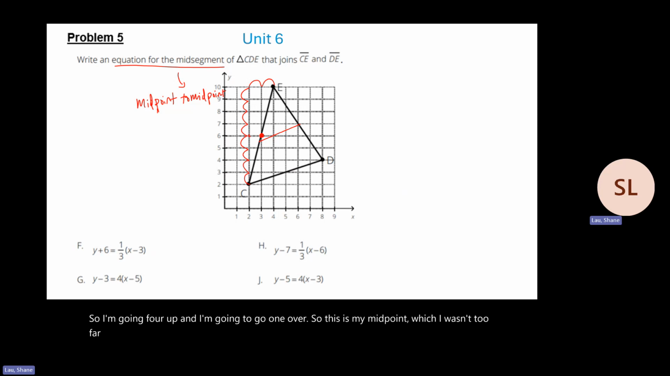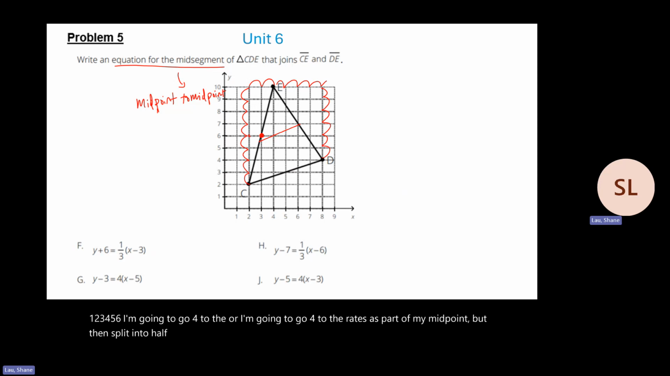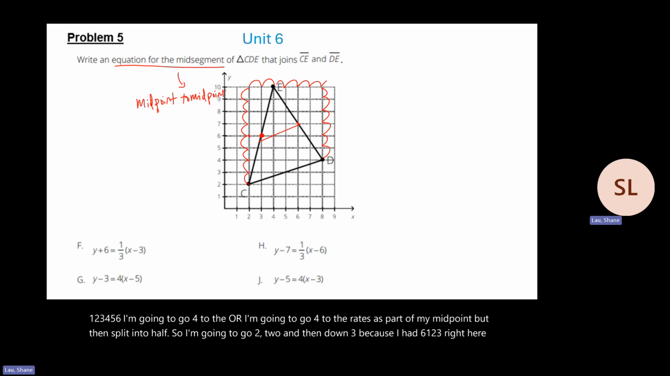Same thing with ED. 1, 2, 3, 4. 1, 2, 3, 4, 5, 6. I'm going to go 4 to the right as part of my midpoint, but then I would split it in half. So I'm going to go 2, 2, and then down 3 because I had 6. 1, 2, 3 here. Again, wasn't very far off, actually. Pretty good.